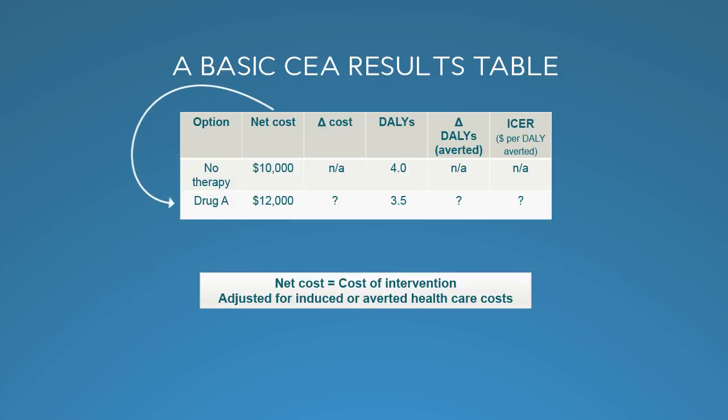Drug A increases the net costs. Maybe the drug itself costs $4,000, but it may reduce the risk of hospitalization, so the net cost is $12,000. And the DALYs decrease from 4 to 3.5. Maybe there are both small morbidity benefits and a slightly extended lifespan.